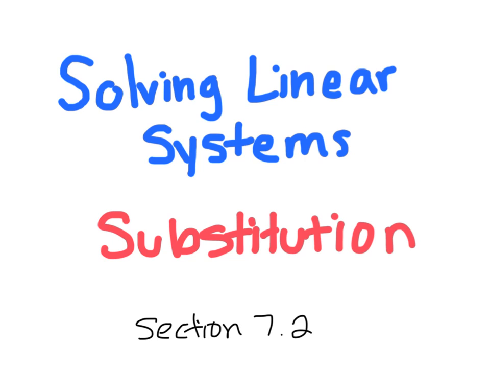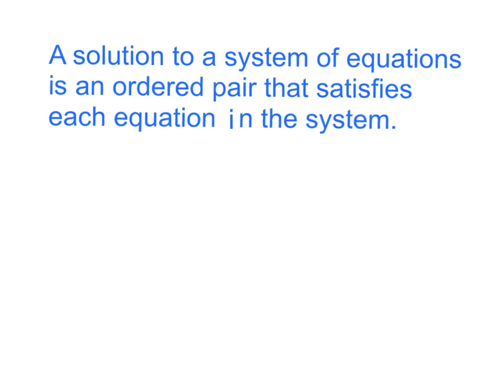In this video, you will learn how to solve systems of equations, or linear systems, by substitution. This goes along with section 7.2 in your textbook. Now let's recall a few important things we've learned over the past few days.